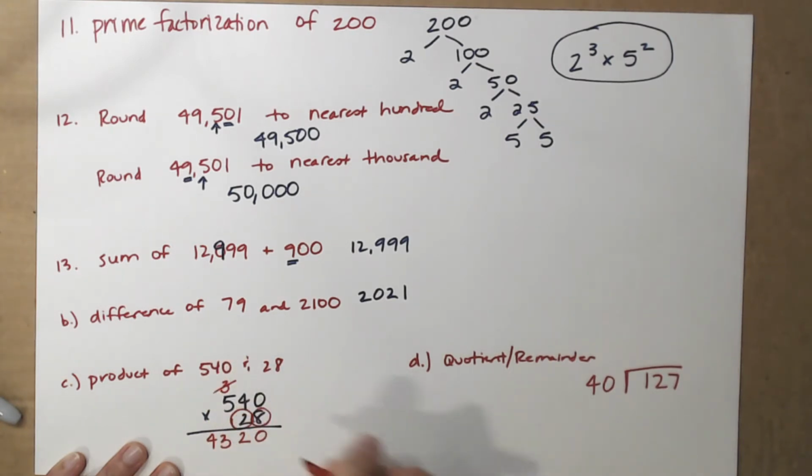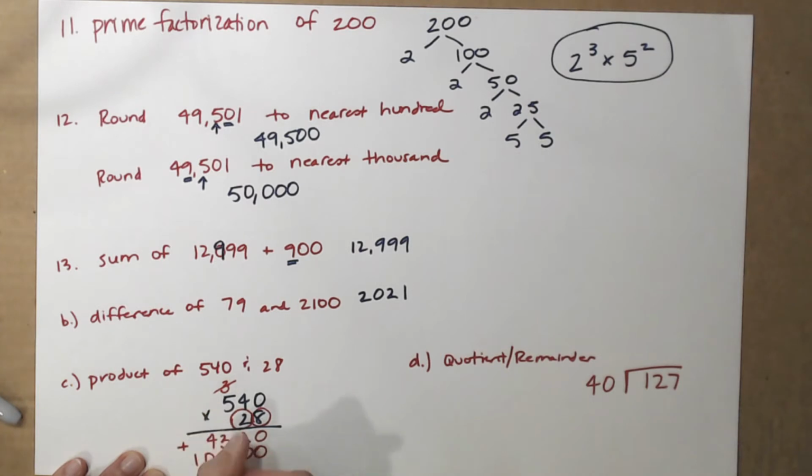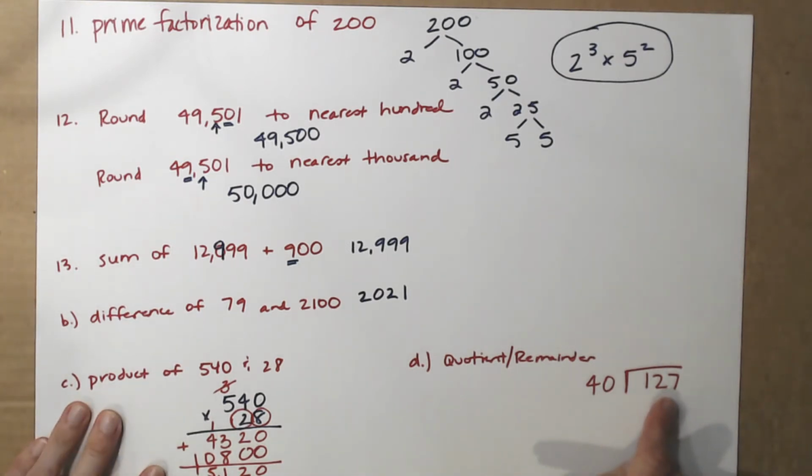Now we multiply by the 20, which means we multiply by 2 and then by 10. So the by 10 part means we add a 0 here. Now we multiply by 2. 2 times 0 is 0. 2 times 4 is 8. 5 times 2 is 10. We add, and we get 15,120. Our last problem on this page is finding a quotient and remainder if we take 127 divided by 40.